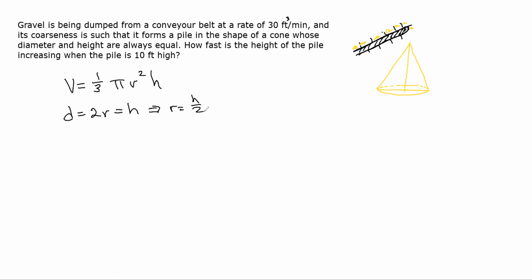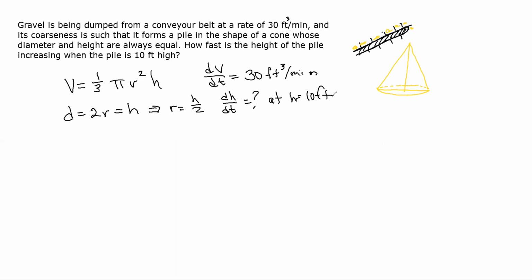Lastly, we're also given that the change in volume, dV over dt, is equal to 30 cubic feet per minute. And this is a constant, it's not changing. Then the problem asks, what is the change in height, which is our dh over dt, when h is equal to 10 feet?